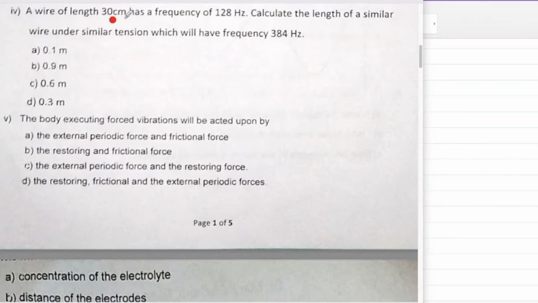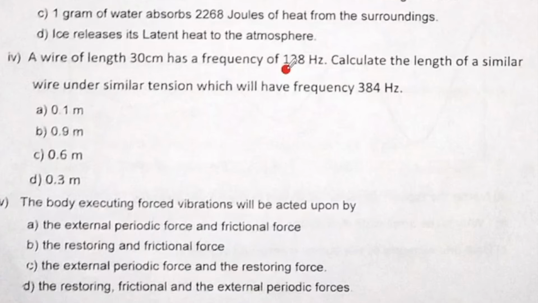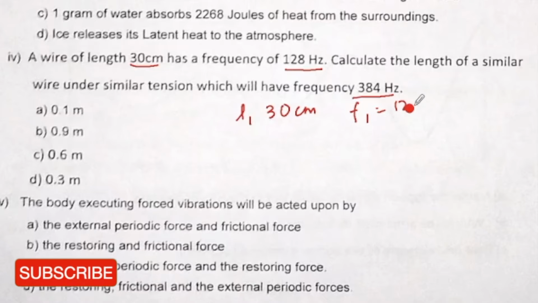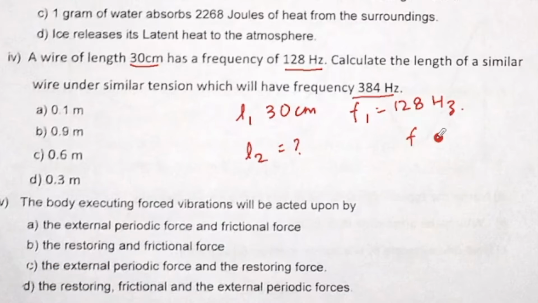A wire of length 30 centimeters has frequency 128 hertz. What is the length of a similar wire under similar tension which will have frequency 384 hertz? So how will we do this? Your L1 is 30 centimeters. Your F1 is going to be 128. So if F2 is 384, then how much? Frequency is inversely proportional to the length. So F1 upon F2 will be equal to L2 upon L1.